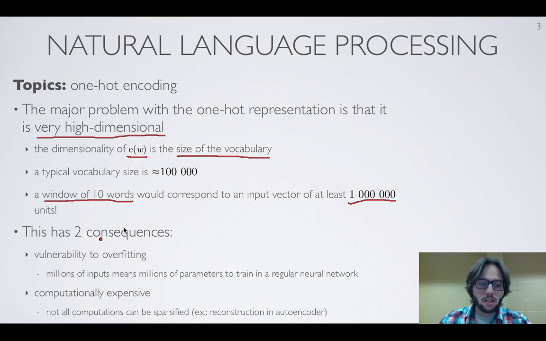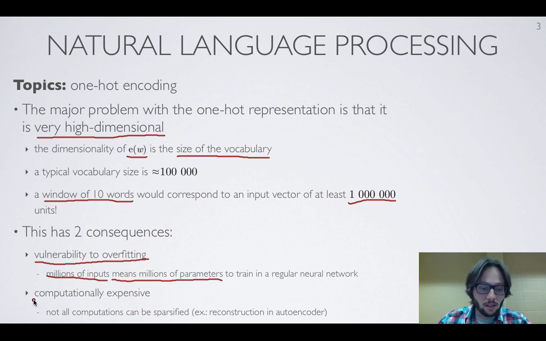The consequence of having a very high dimensional input is first that we'll be vulnerable to overfitting. If the size of our input is in the millions, then we're probably going to have millions of parameters in our, say, neural network or any other learning algorithm, really. And if we have millions of parameters, it means that we need a lot of data to estimate these parameters well without overfitting.